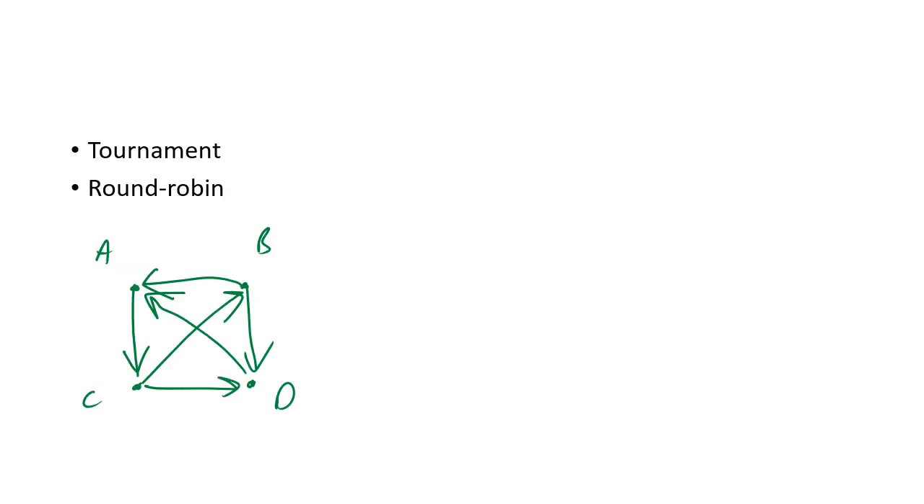Dominance matrices. Keywords to look out for to know you're doing dominance matrices are the words tournament or round robin. Round robin means everyone plays everyone. And we've got that situation in this diagram here.